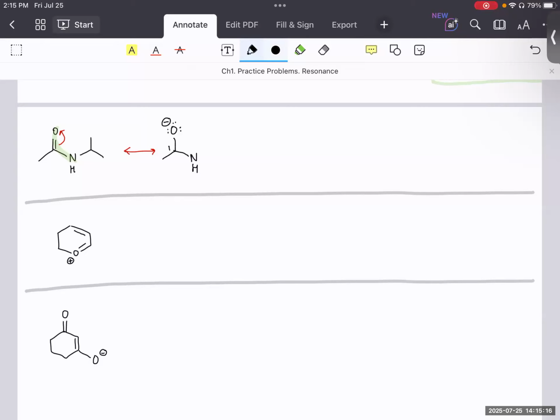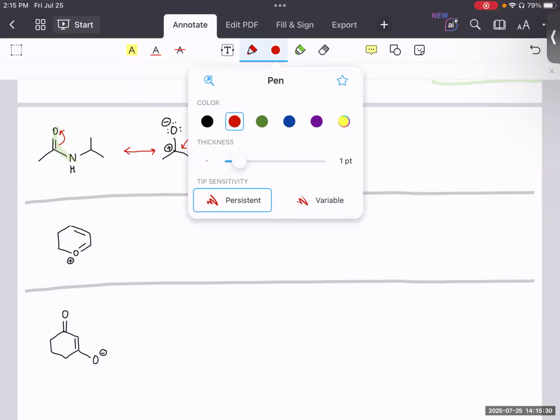And then we end up with a positive charge on that carbon. And so in this structure, we can actually go one step further, and we can have that electron pair on the nitrogen come down to form a double bond.